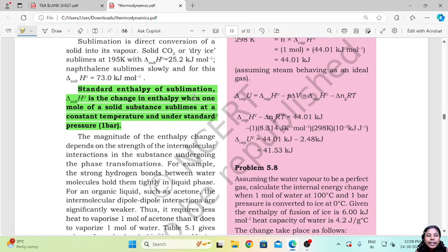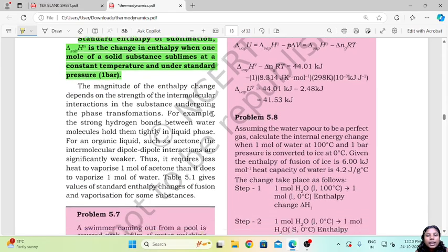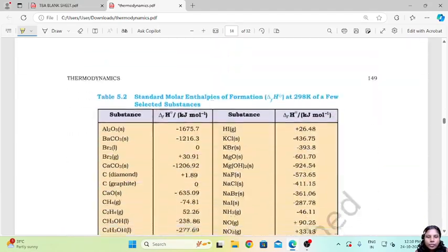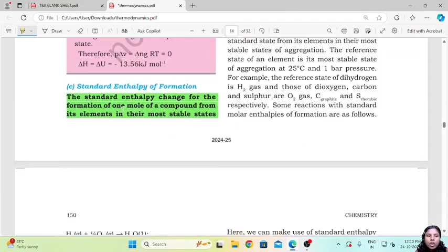Okay, so standard enthalpy of sublimation is the change in enthalpy when 1 mole of a solid substance directly sublimes at a constant pressure and under standard pressure. Okay, then next, we will talk about the standard enthalpy of formation.